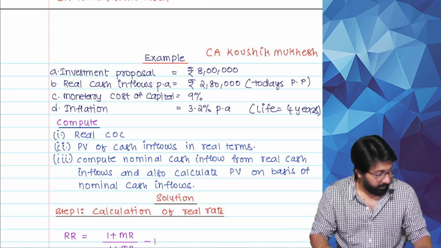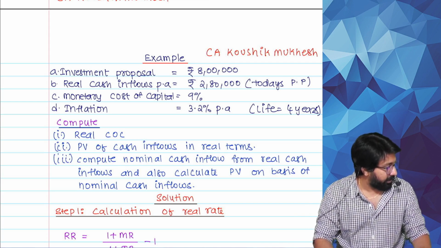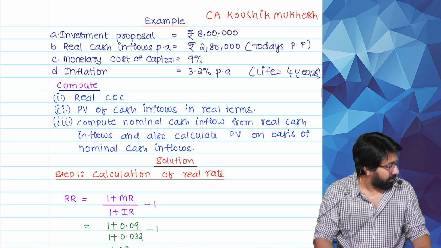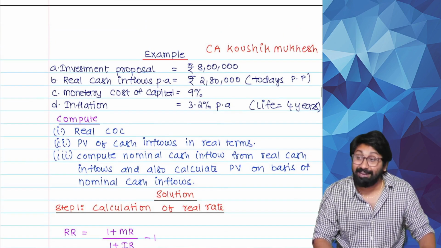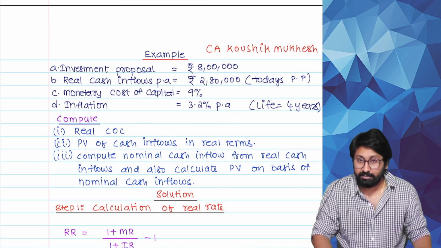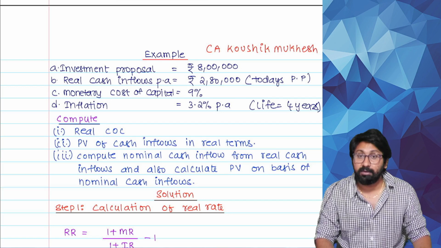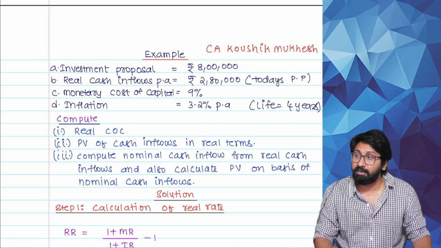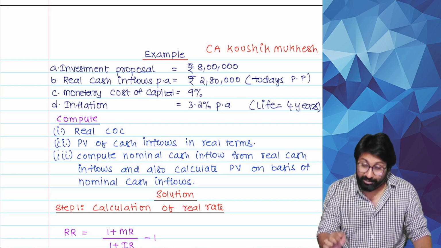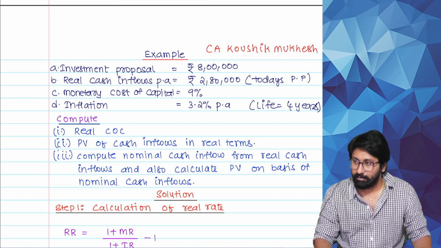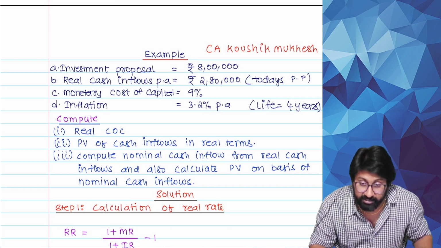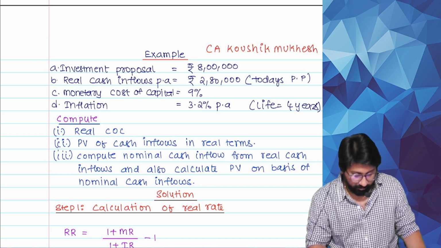Example: investment proposal 8 lakhs. Real cash inflows. Which cash inflow? Means inflation is not there, that's why the bracket says with today's purchasing power. He clearly wrote in the question. It means it contains only risk inside the project.